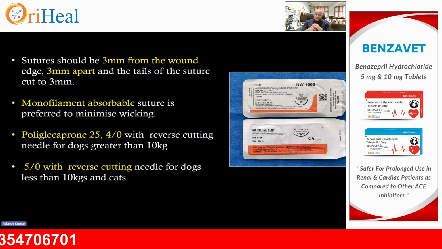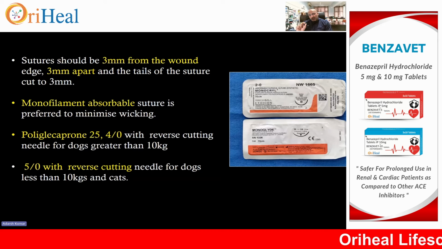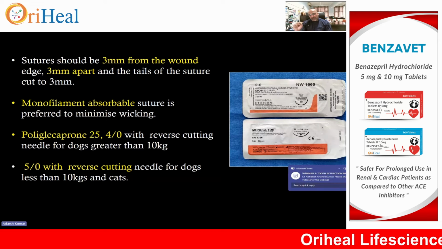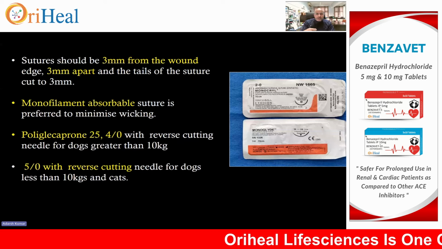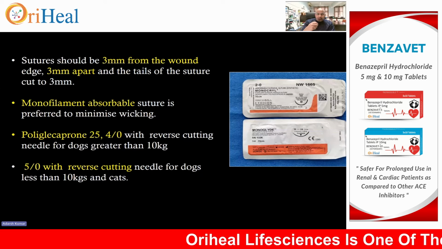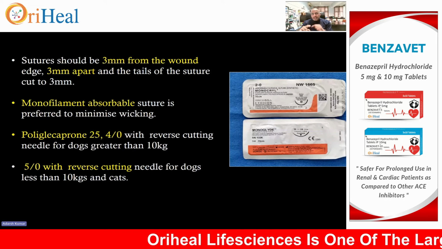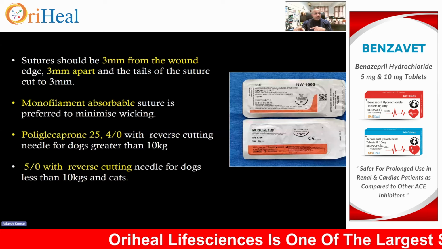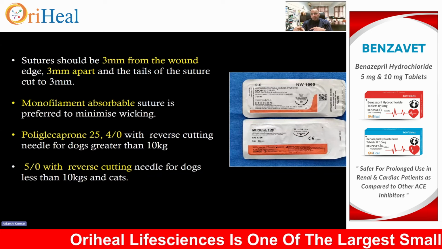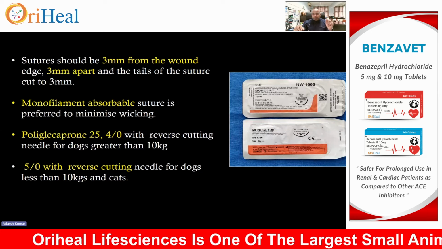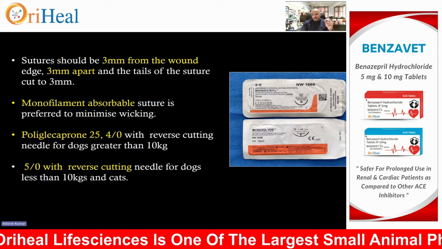Leave only 3 mm of the tail of the suture. A very short tail should be left behind. Otherwise, if a large tail is left, the animal, with the constant movement of the tongue, can open the knot of the suture. So leave a 3 mm or very small tail, and cut the rest.